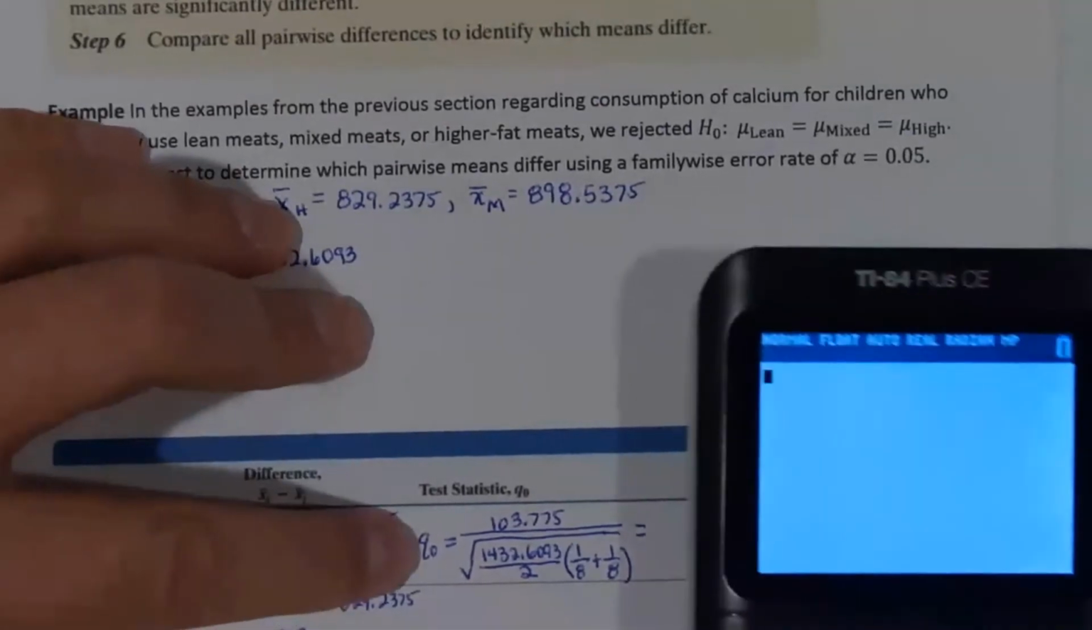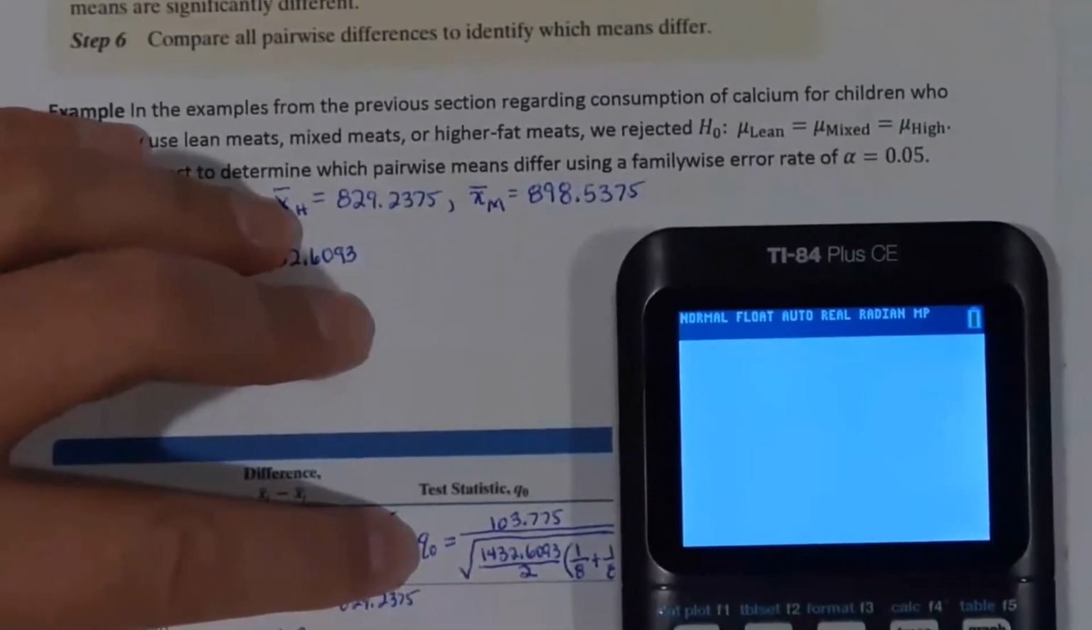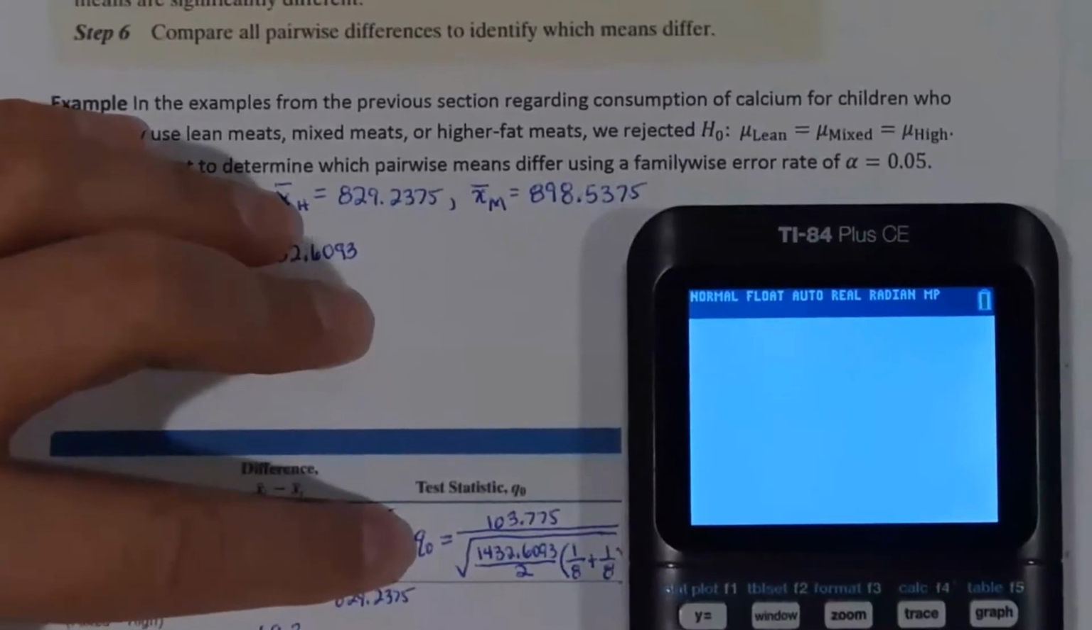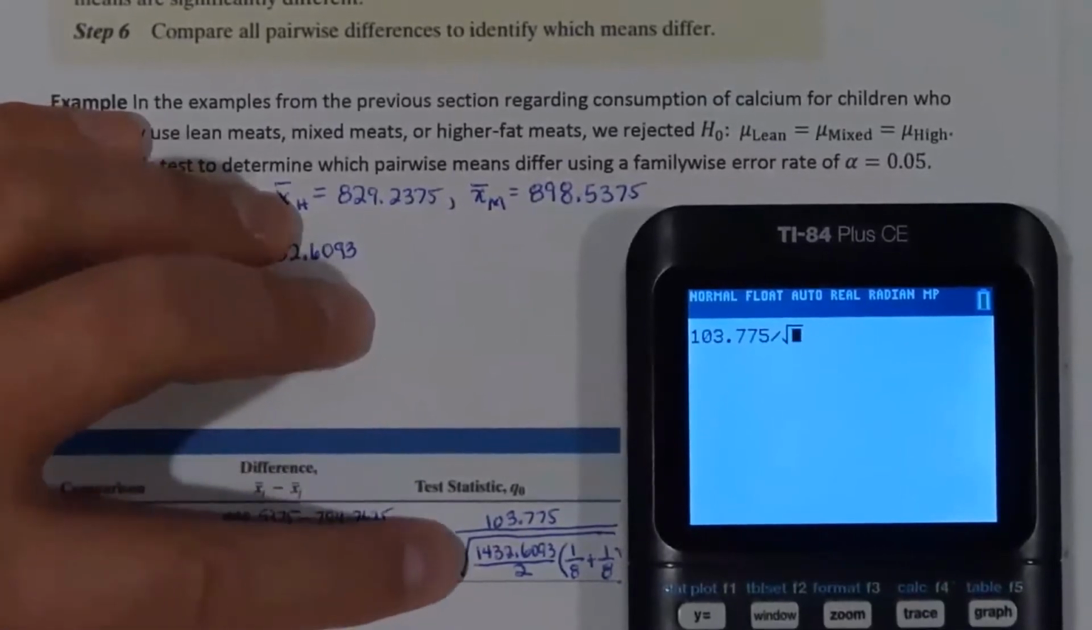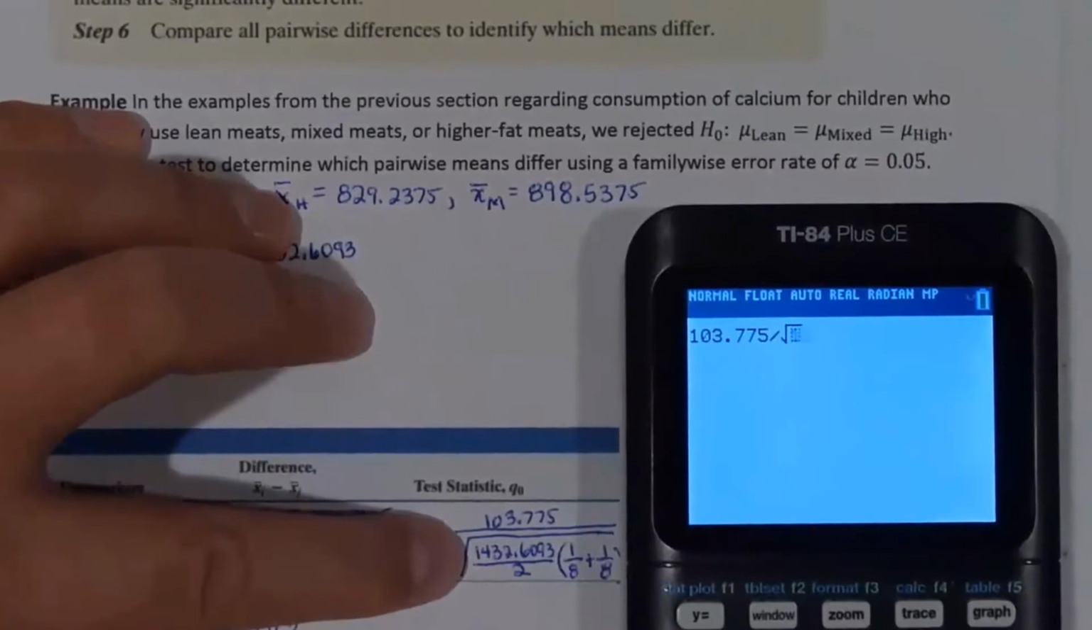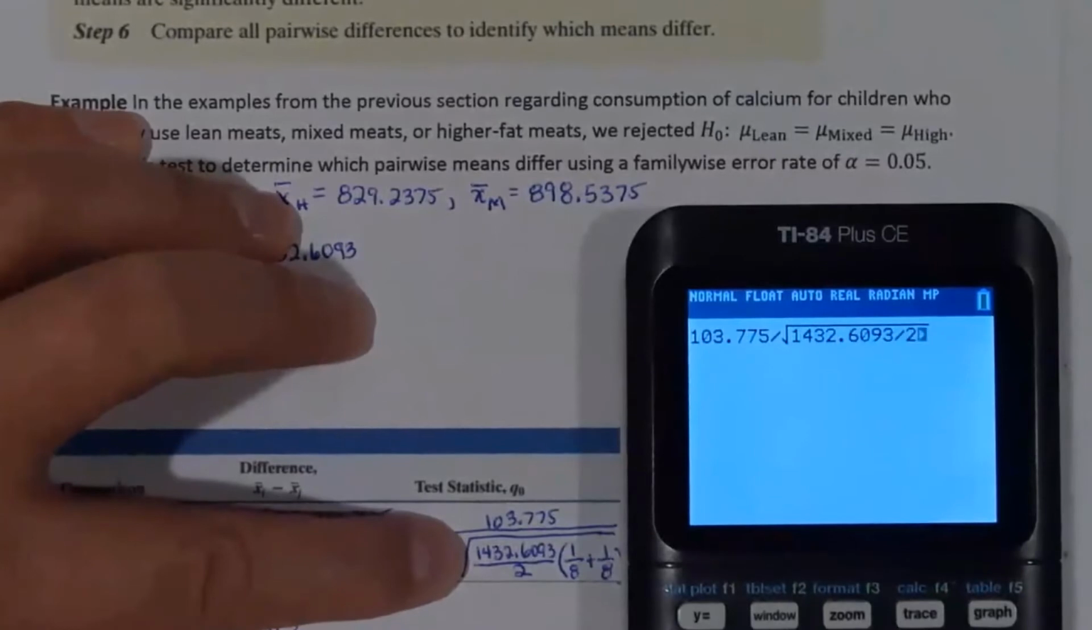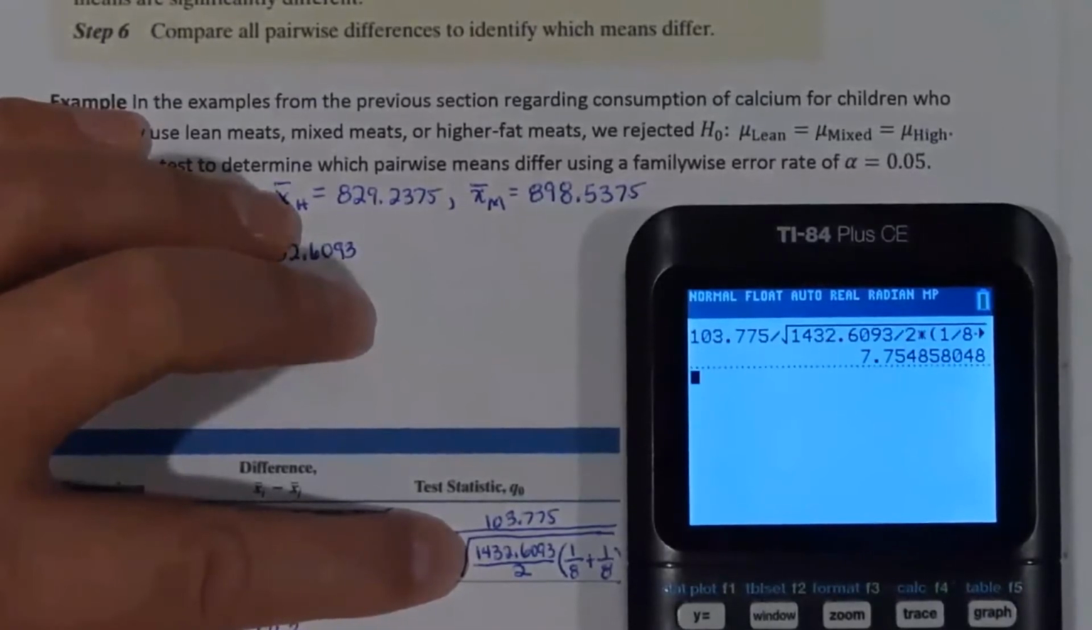If I want to calculate this test statistic, I do have to be careful how I type this in my calculator. So I'm going to take 103.775 divided by the square root of, and again, I've got to be careful under this, 1,432.6093 divided by 2 times parenthesis 1 divided by 8 plus 1 divided by 8 close parenthesis. And that is 7.755 if I round to 3 places.